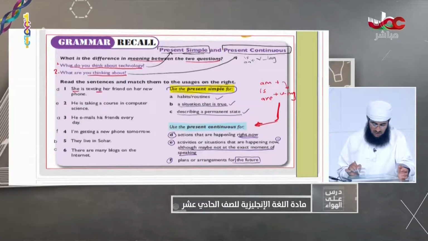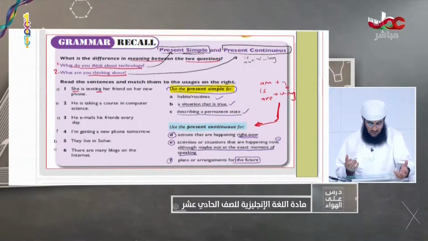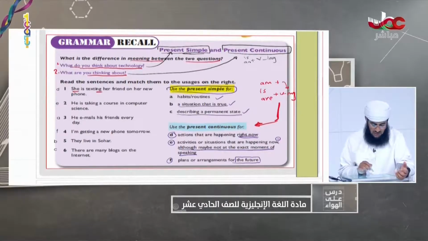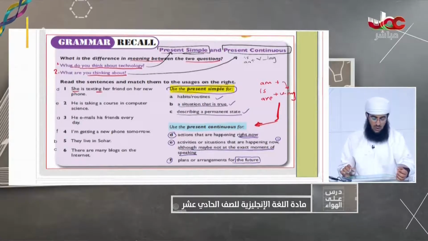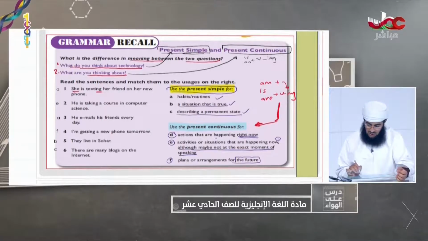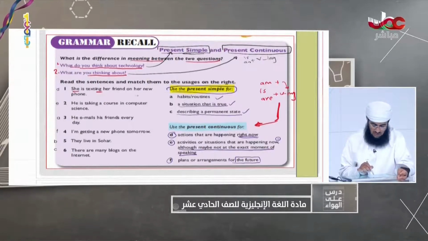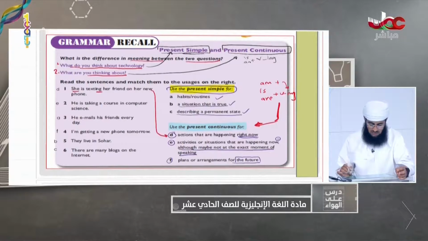So now we have that this is present continuous, but which meaning does it have here? She is texting her friend on her new phone. Is it an action that is happening right now? Of course, yes. So this is D, because it is happening right now. She is texting her friend on her new phone.